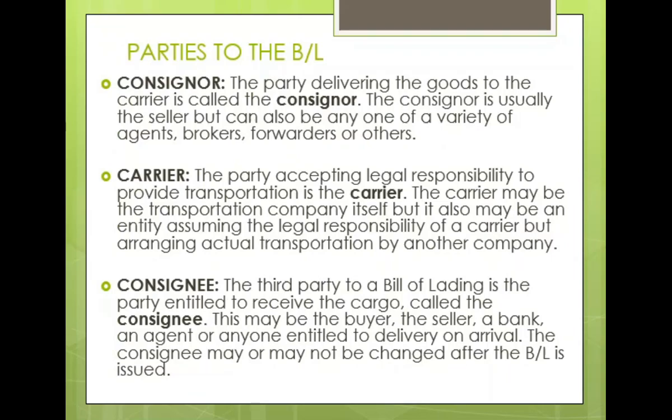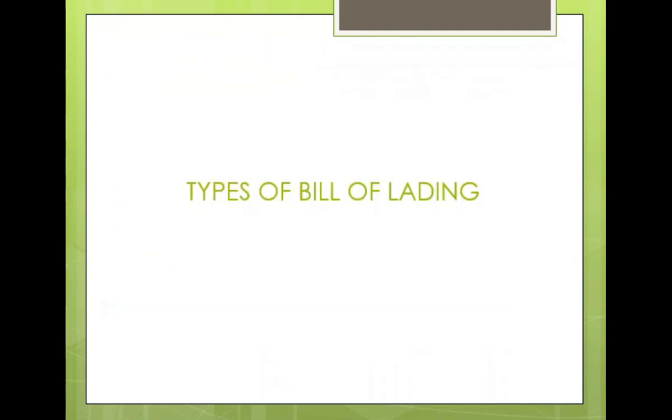Parties to the bill of lading include the consignor, who is the sender, the carrier that provides transportation, and the consignee, which is the third party who would receive the cargo at the destination. There are different types of bills of lading that may serve all sorts of purposes, but that I believe has been dealt with in the maritime transport module.